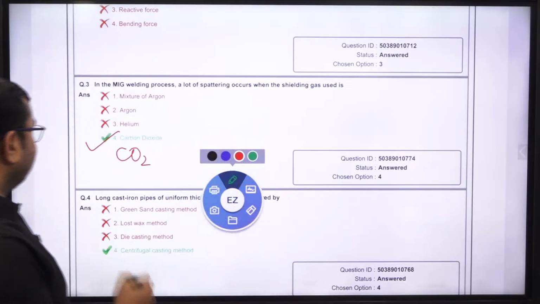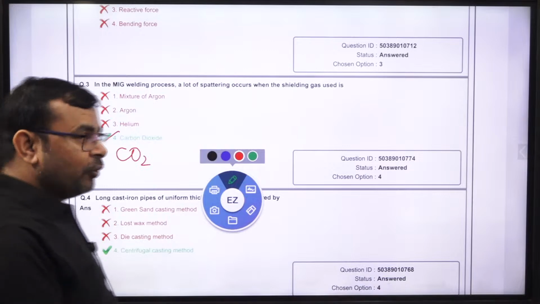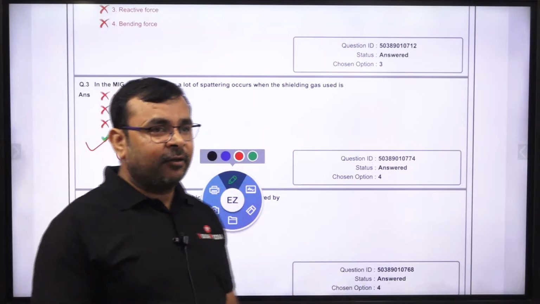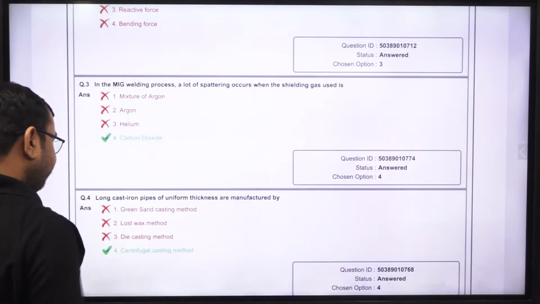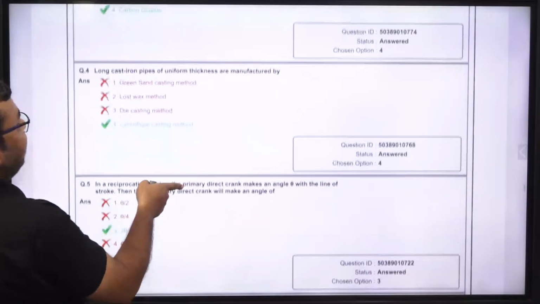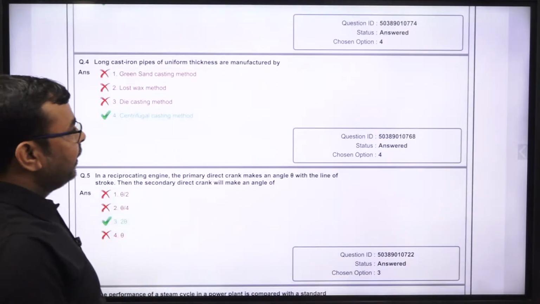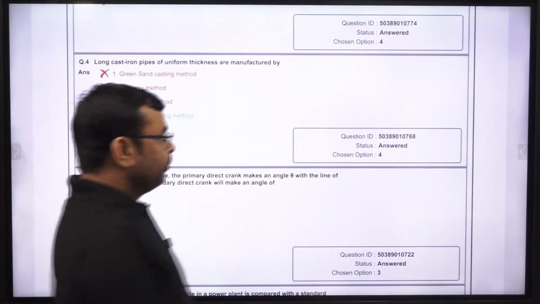Is it clear? So the correct answer is CO2, but along with CO2 we get spattering, more spattering of the metal, yes or no? Okay, so next: long cast iron pipes of uniform thickness are manufactured by, tell me.